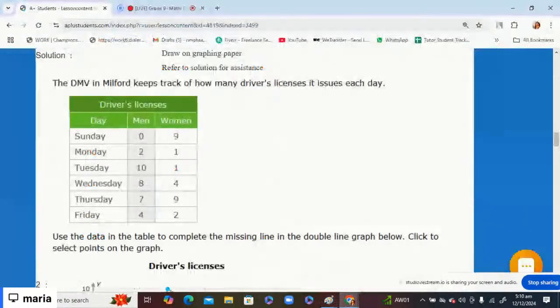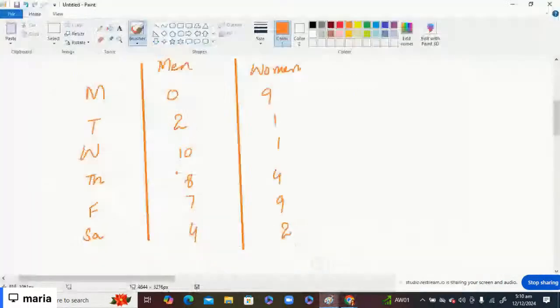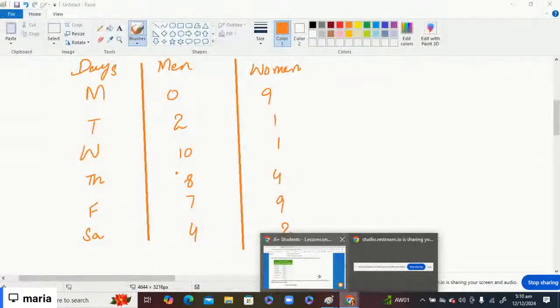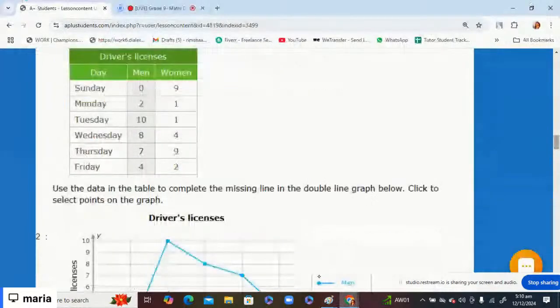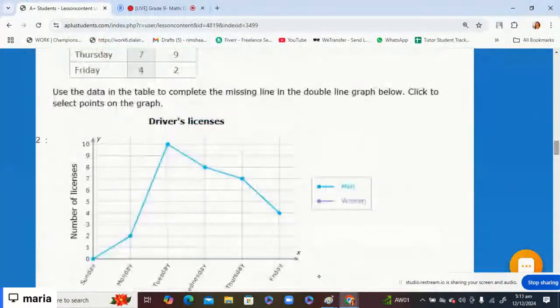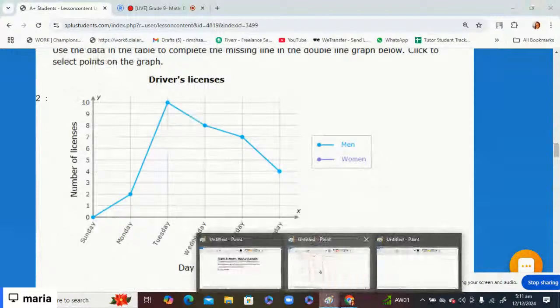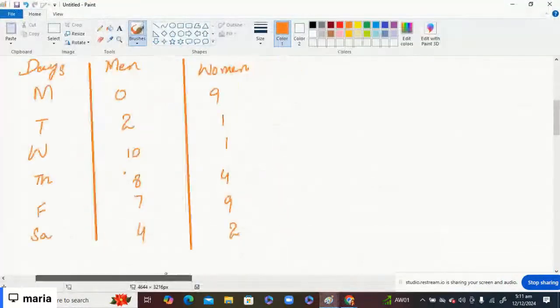Okay, so these are the days, and both the values are given. So first of all, we are going to draw for the men, and then we are going to draw for the women. Okay, let's do it.